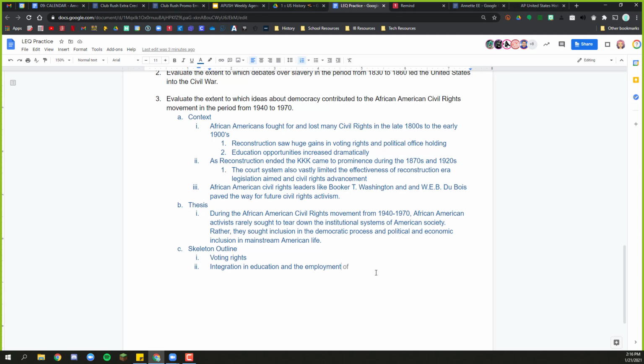The skeleton outline, what I'm going to focus on. I know that there are 2 key pieces of legislation for the civil rights movement. These are actually out of order. There is the Civil Rights Act of 1964, which I can specifically reference. I know this, so I didn't write it down.